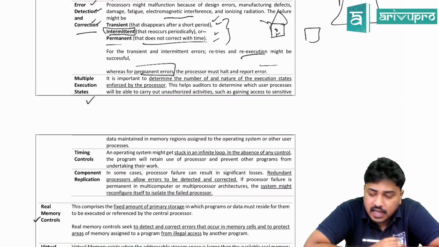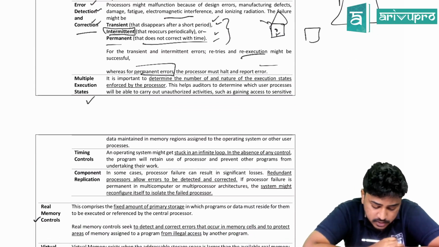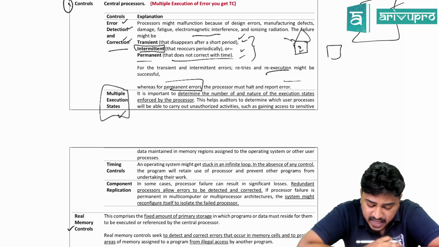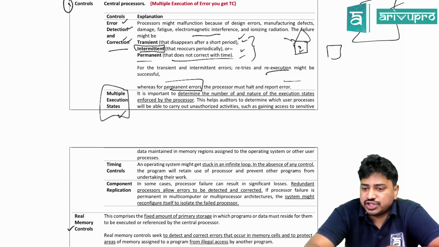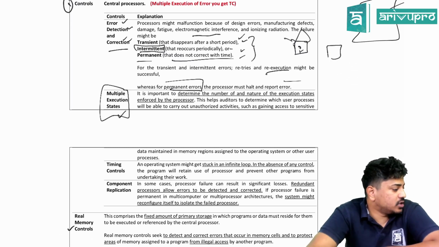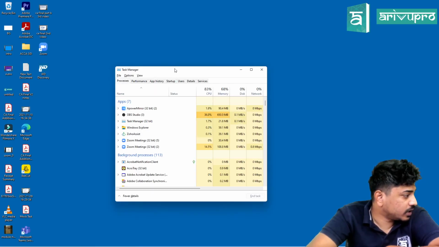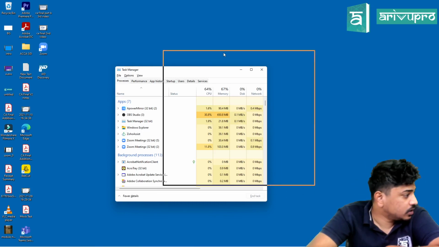Now, the second type of things which you need to be aware of: multiple execution states. We'll take an example for this for you to understand. Otherwise, you will not get it. Can everyone see it? Done.